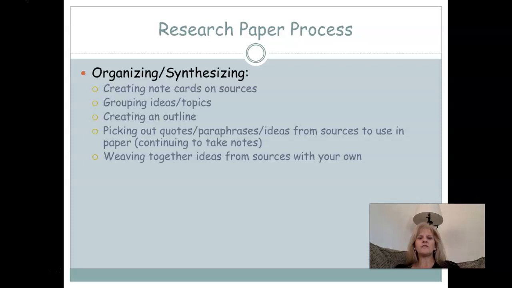Group your ideas, your topics together, create an outline. Choose quotes, paraphrases, ideas. I'm going to talk about that shortly on summarizing using quotes and paraphrases. And then you're going to want to incorporate all of these things with your own ideas. And we're going to practice some of that, so don't worry too much about that. Okay, and then you're going to get to the writing. That's going to be a little ways down the road.